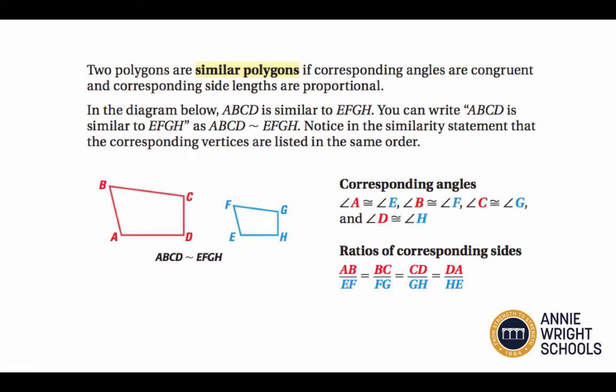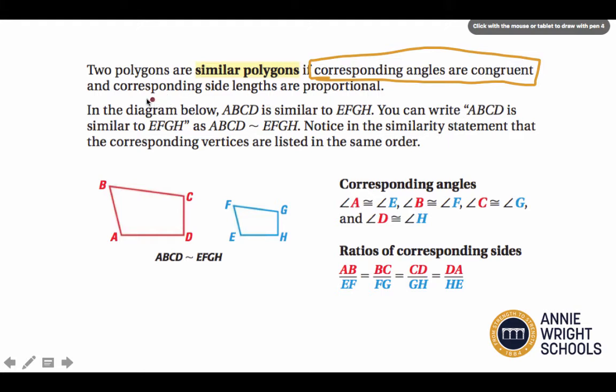Big idea, similar polygons. We say two polygons are similar if their corresponding angles are congruent. So that's important right there. The corresponding angles are the same, and the corresponding side lengths are proportional. So remember when we talked about congruent triangles and why there was no AAA. That's because angles being congruent do not mean the triangles are congruent. It does mean that they're similar.